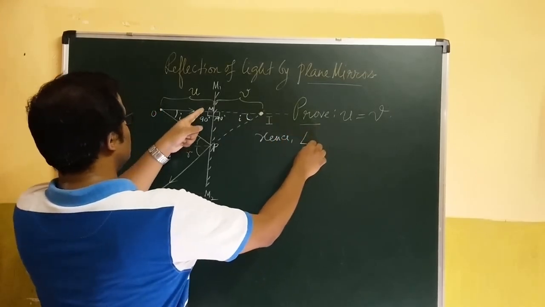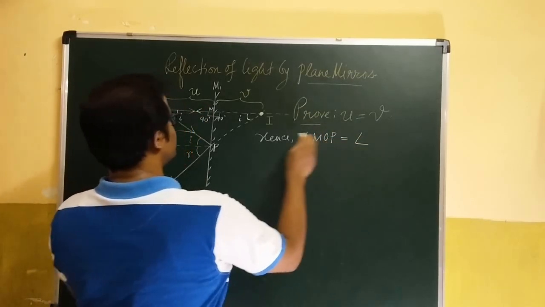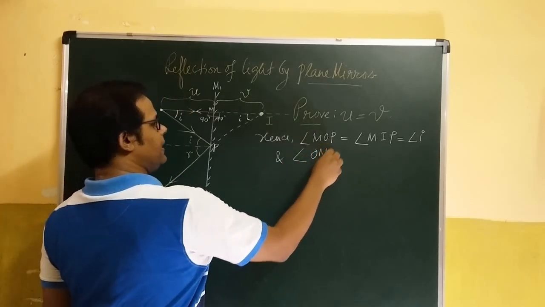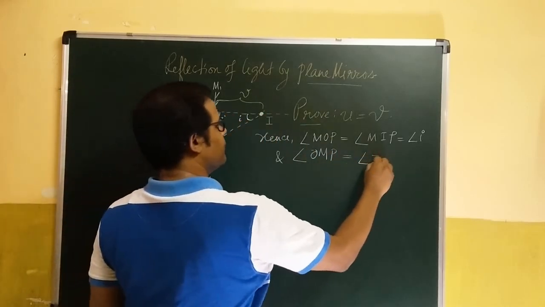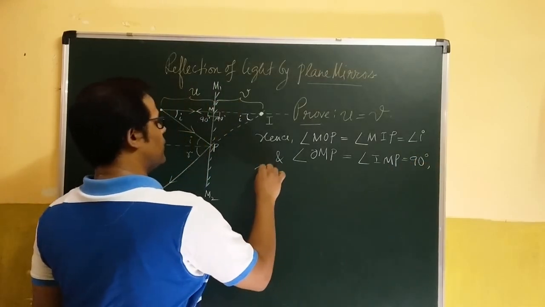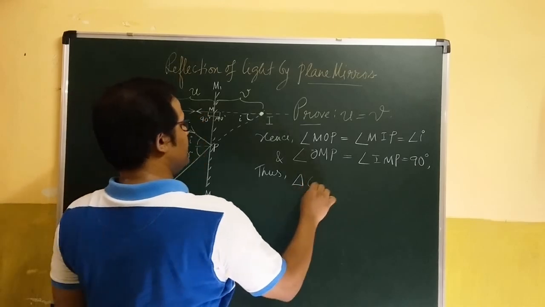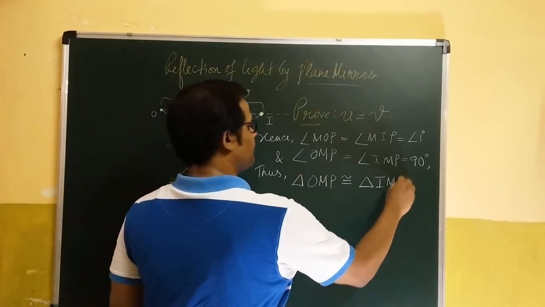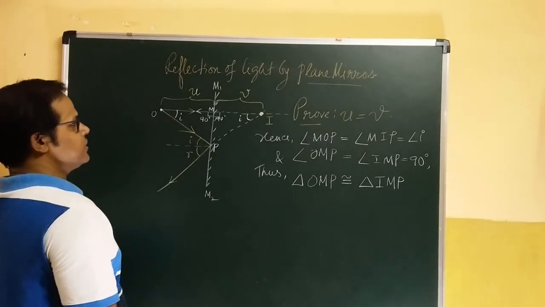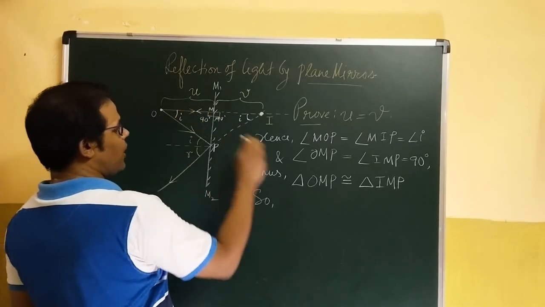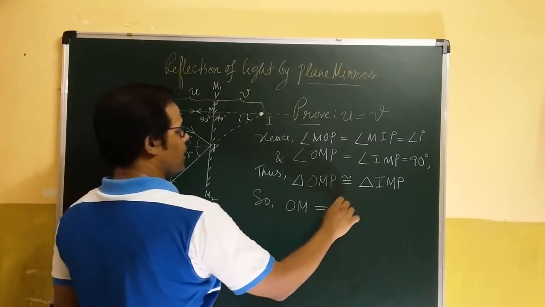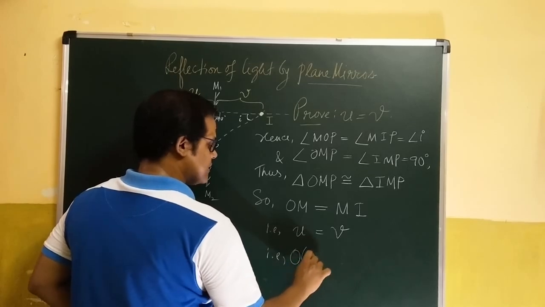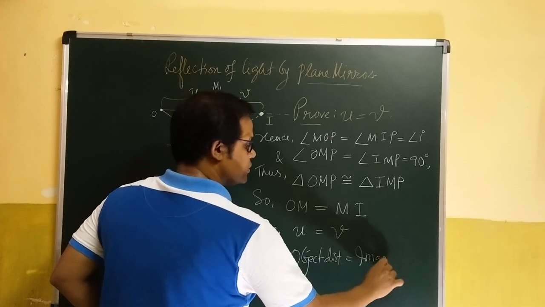since angle MOP is exactly equal to MIP, which is equal to angle I, and angle OMP should be equal to angle IMP, which is equal to 90 degrees. Thus, we can safely say that triangle OMP is similar to triangle IMP. That's it. So under this condition, we can now safely say that OM should be equal to MI. That is, U should be equal to V, or that is, object distance should be equal to the image distance.